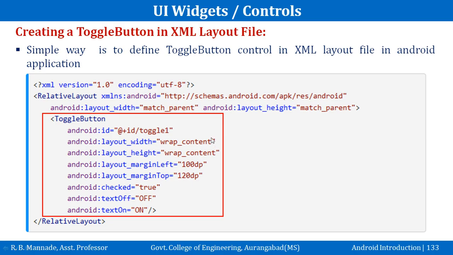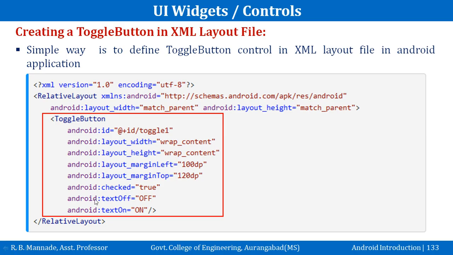These are the common parameters which we have already seen in case of other controls as well. Here the important properties or attributes of the toggle button are this checked, android:checked. This value is set to true. It means by default, whenever your application will be running on a device, the state of this particular toggle switch will be set to true. It means it will be set to the on position.